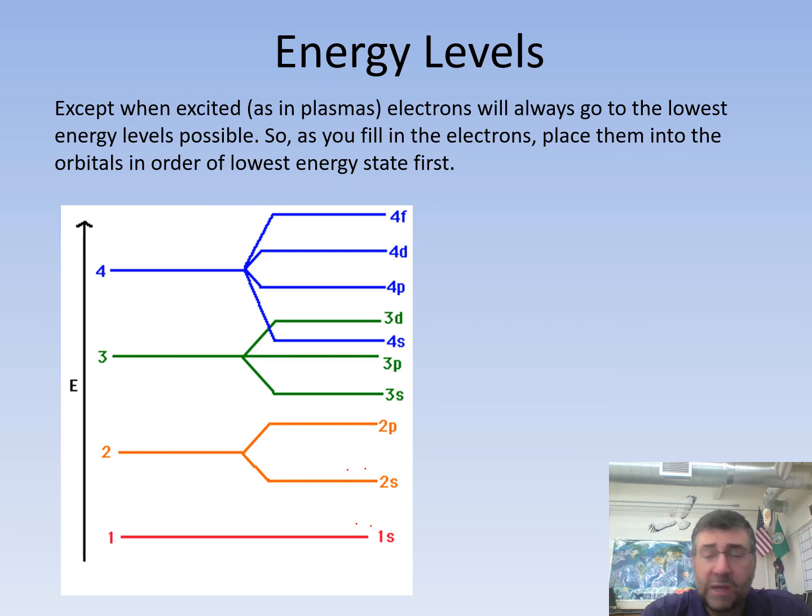And now the 2p can hold up to 6, so it's 1, 2, 3, 4, 5, 6, and so now we have 10 electrons. Then we jump to the 3s and we add 2 more. Then we jump to the 3p, 1, 2, 3, 4, 5, 6, and so forth. So we just start working our way up, or getting further and further from the nucleus.